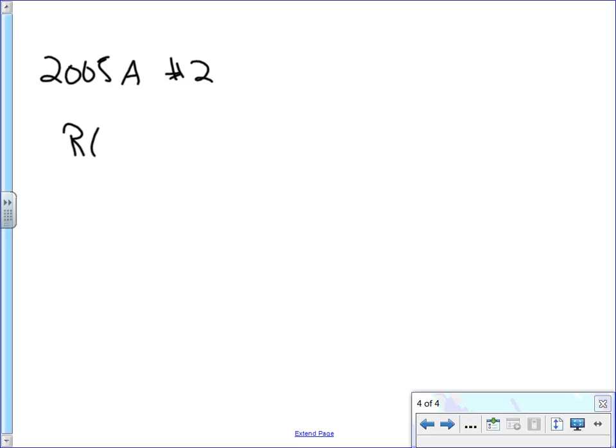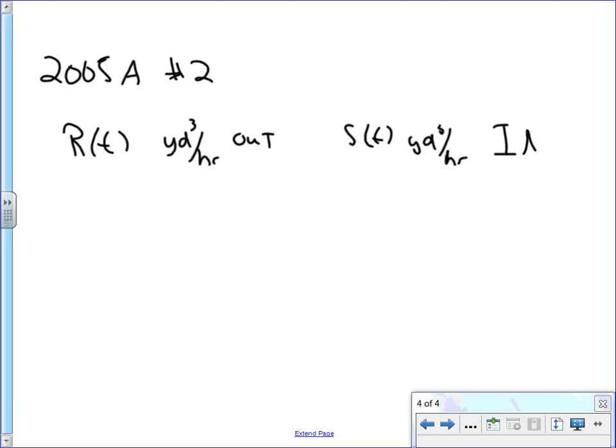So R is cubic yards per hour. I would write yards cubed per hour. And I personally would put something on there, making sure I remember that this is the amount of sand that goes in or out. Out. Okay. S of T is yards cubed per hour, and it is sand coming in. On both of them, T is hours.